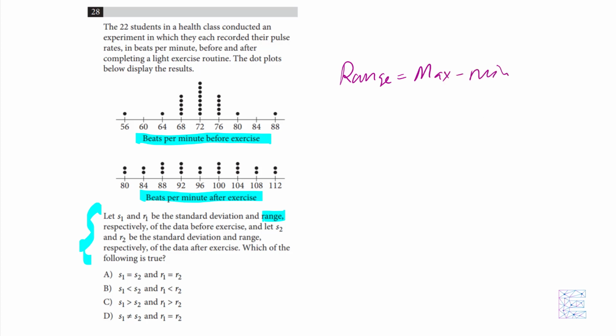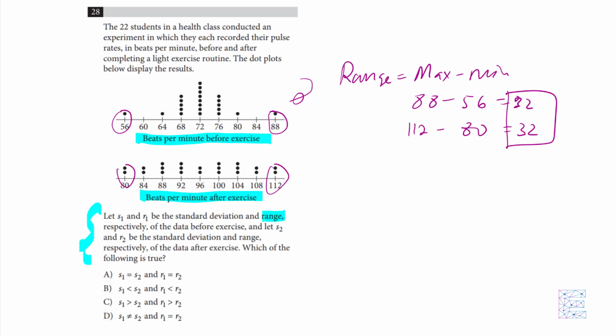So in fact, why don't we calculate the range for the beats per minute before exercise? The maximum number here is 88, subtract 56. So for the first data set, it'll be 88 minus 56, and that happens to be 32. And let's do that same thing for the second data set. We have a maximum of 112 and a minimum of 80. So 112 take away 80 for the second data set is 32. So there's a tie. The ranges are the same for both, so we really can't tell which is bigger, so that's a tie so far.